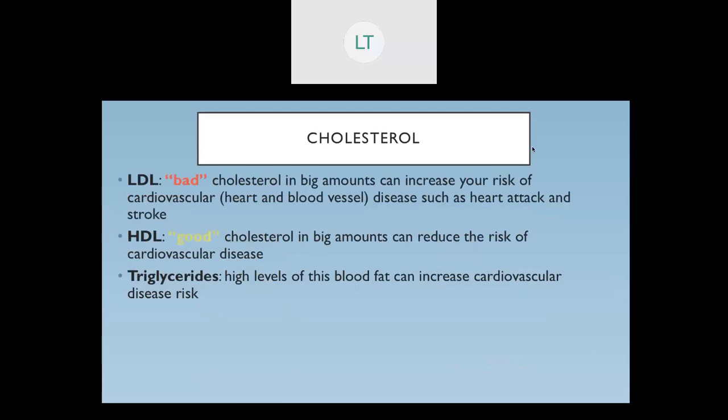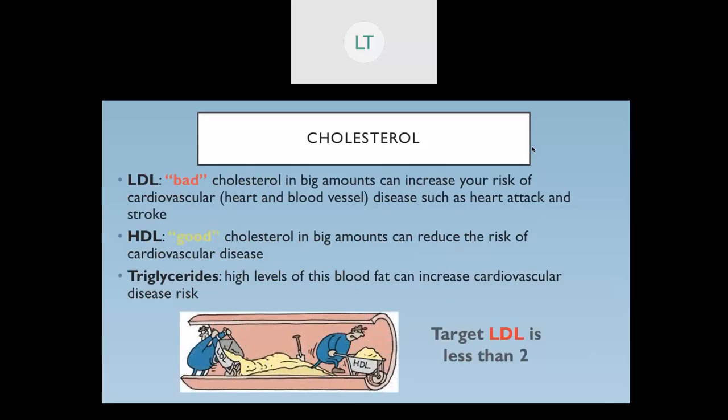The HDL is that good cholesterol, so it is going to actually help to clean out the bad cholesterol. So you want that to be a bit of a higher number, so that the more HDL that you have, it's going to help clean out the LDL and keep things from getting clogged up. And then the triglycerides, they're a blood fat. High levels of this blood fat called triglycerides can increase your cardiovascular risk. So we want to keep that nice and low as well.